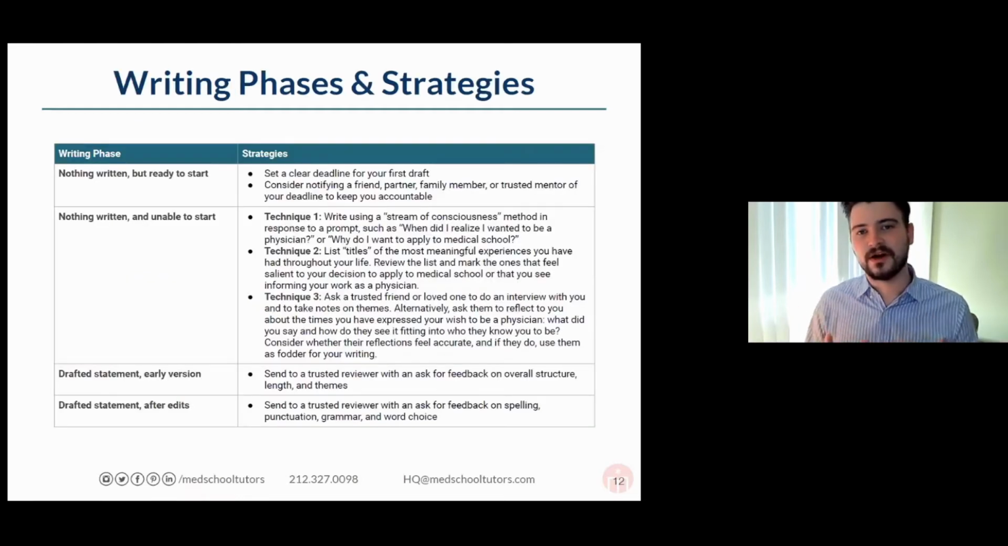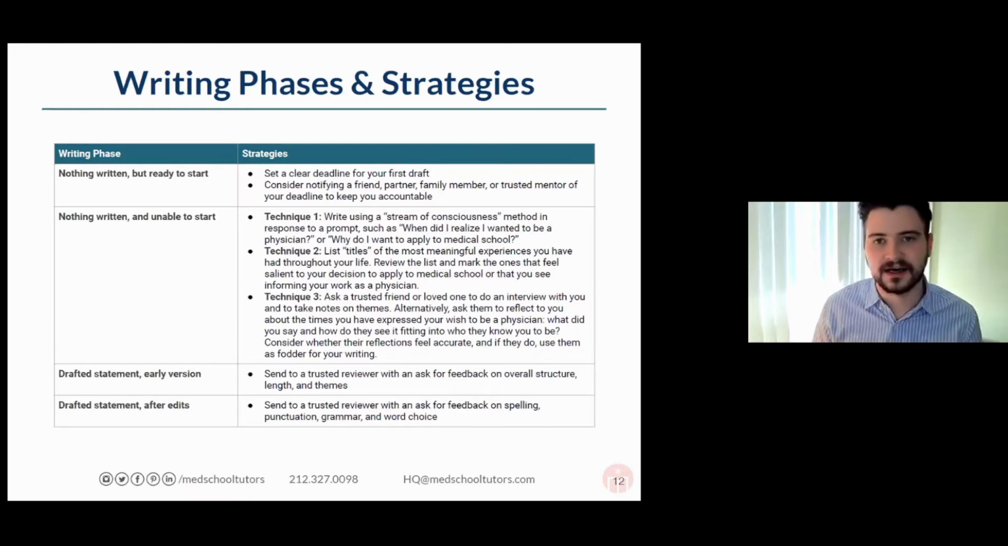So the next thing I want to talk about is the actual phases of writing. And then by each of those phases, what are strategies that will work well for you in trying to advance where you are in that writing process? So again, we're going to go back to those 4 buckets. And I know that we are running the gamut here in terms of where people are. But let's say that you're one of those people who said, I have nothing written, but I feel ready to start. That's great. The best thing to do here is to set a clear deadline for your first draft.